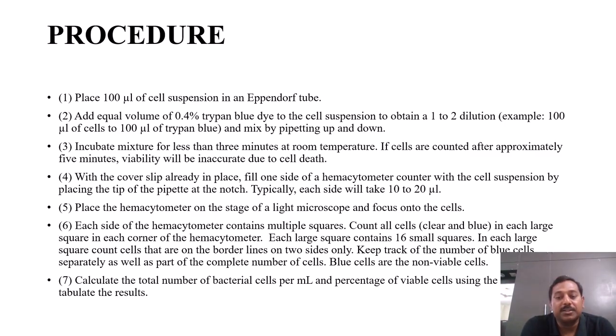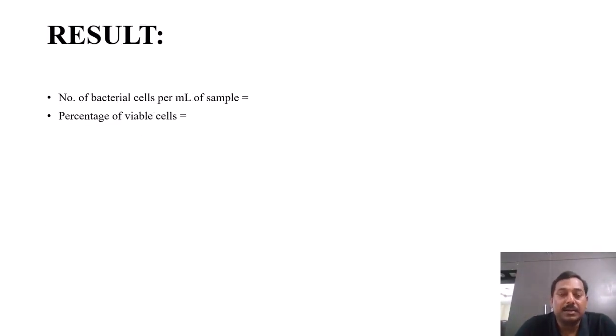In each large square, count cells that are on the border lines on two sides only. Keep track of the number of blue cells separately as well as part of the complete number of cells. Blue cells are the non-viable cells. Calculate the number of bacterial cells per ml and percentage of viable cells using the formula, and tabulate the results. And thus, by performing this experiment, you'll be able to calculate the number of bacterial cells per ml of sample and the percentage of viable cells.